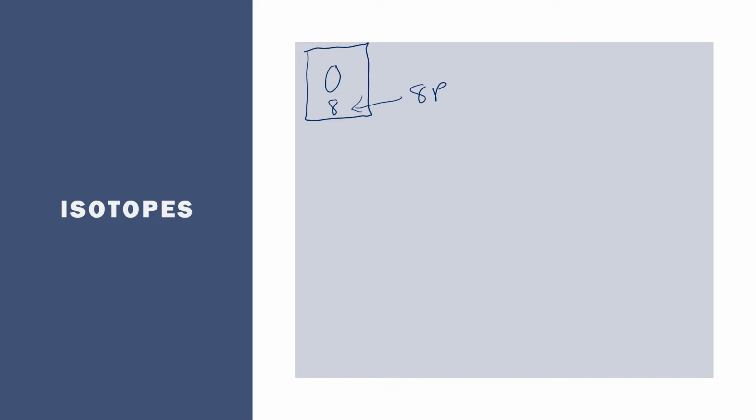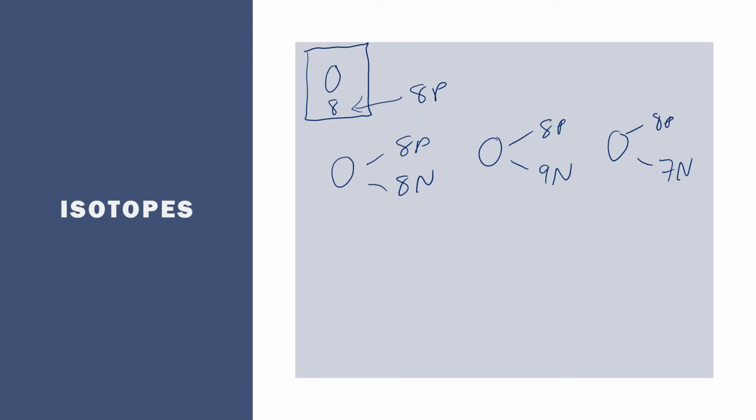So let's see. Isotopes will then have different numbers of neutrons. So you might have an oxygen atom that has 8 protons and 8 neutrons. You might have a different oxygen atom that has 8 protons and 9 neutrons. You might have another one with 8 protons and 7 neutrons. All three of these would be considered isotopes of each other because they have different numbers of neutrons, but they're the same element. Now, if you were to change one of these to, say, 7 protons, 8 neutrons, that changes the element. So instead of being oxygen, now it is nitrogen because it has 7 protons.